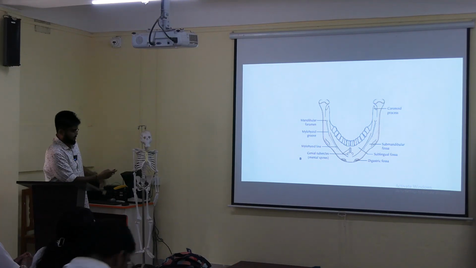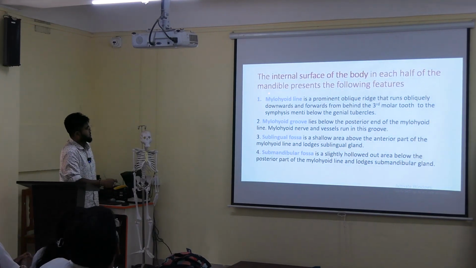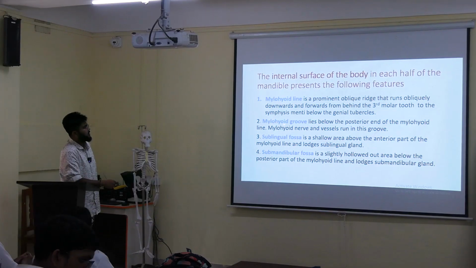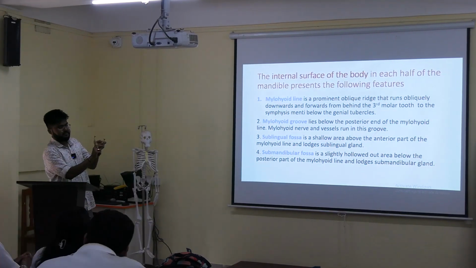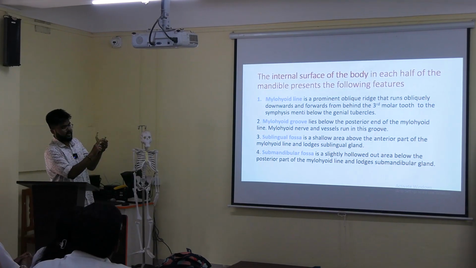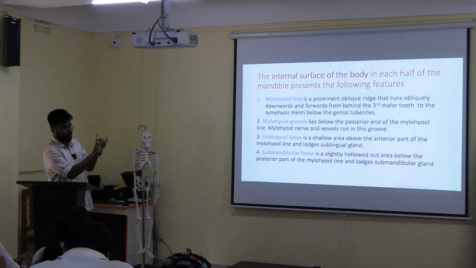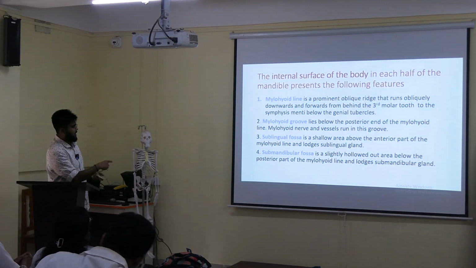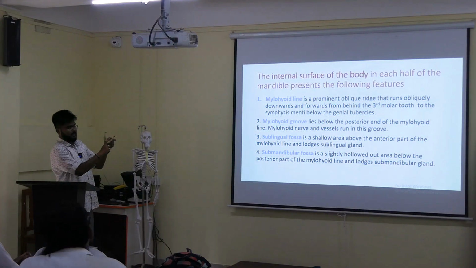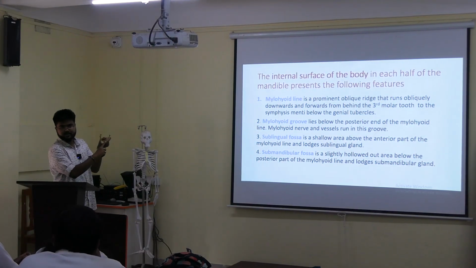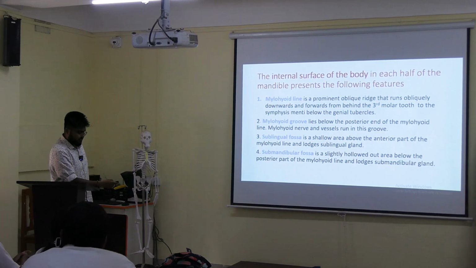So the mylohyoid line, you all know, and the mylohyoid groove is mainly present in this part. This is the groove, posterior to the line. This is the mylohyoid groove, and this is the mylohyoid line. The sublingual fossa is the upper part, and the submandibular fossa is below the mylohyoid line.